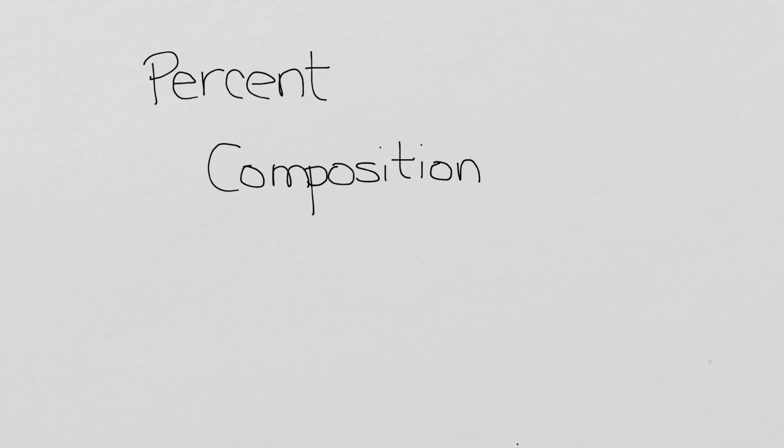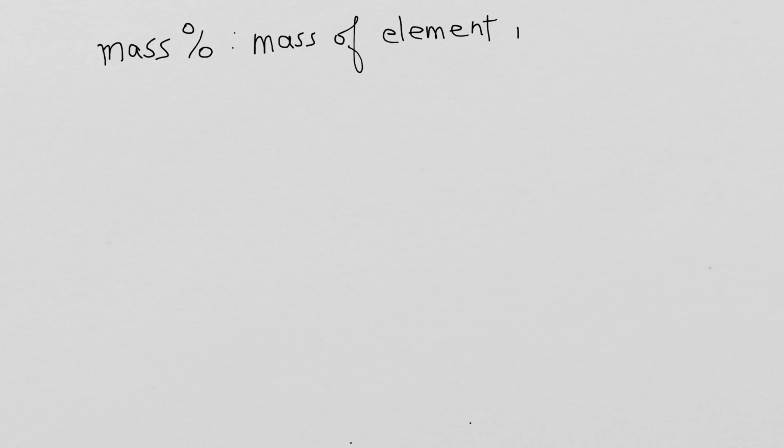In this video, we're going to talk about percent composition. We'll start with the definition of percent composition. So percent composition is a mass percentage. We're talking about mass, not how many atoms there are, but mass. Mass percentage, and it's the mass of an element, a specific element usually, in the entire compound, or in an entire sample.